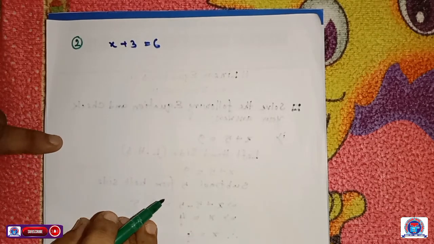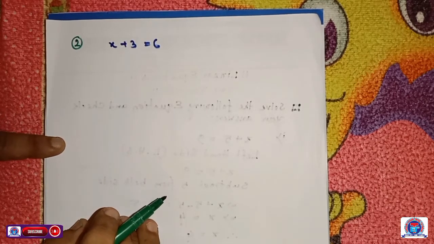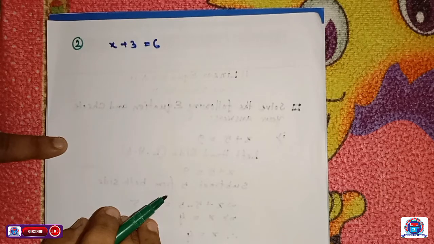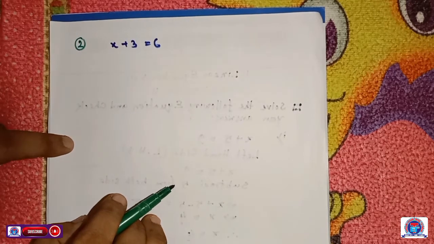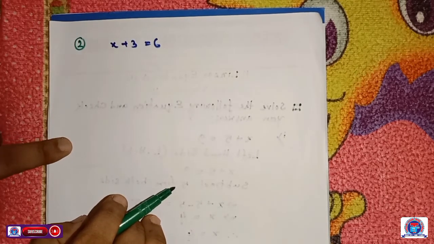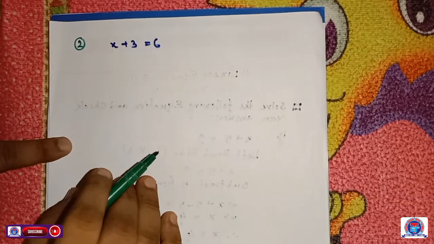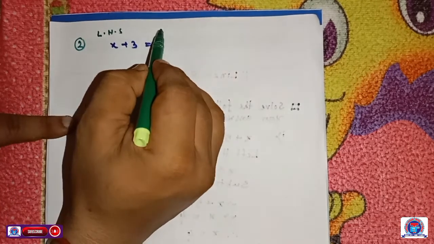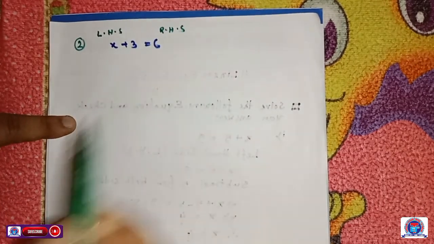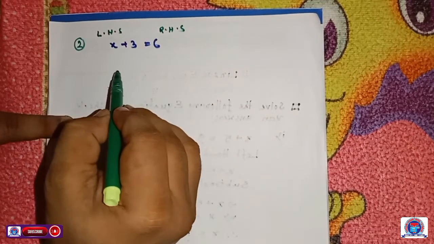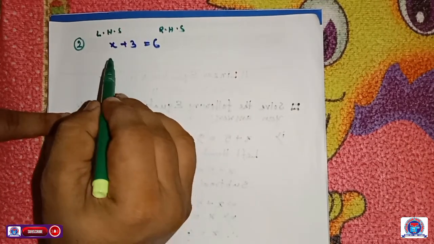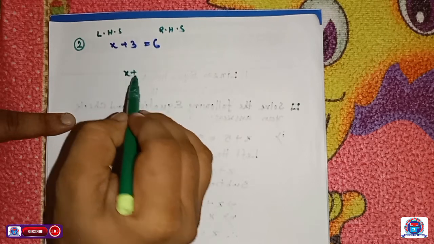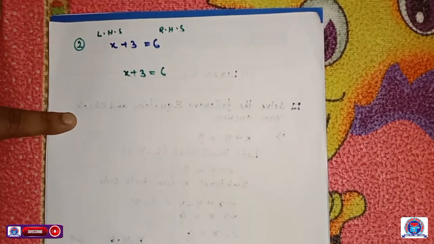Now dear student, another mathematical problem to solve here, by the same method, the rules of adding or subtracting equal quantities to both sides of an equation. So here it is the left hand side and it is the right hand side, correct. So here we write the equation x plus 3 is equal to 6, correct.